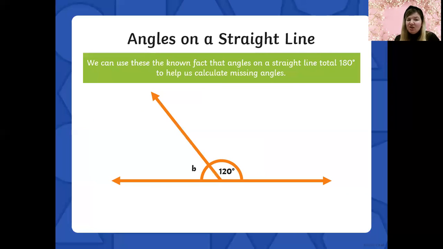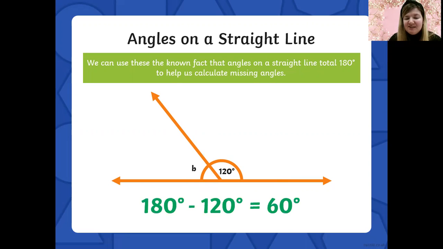So we can use these known facts, that the angles on a straight line will always add up to 180, to help us calculate missing angles. So as I said before, we don't have a protractor to measure this missing angle, but we can use our knowledge that the angles on a straight line will always add up to 180 degrees in total. So if you think about it, we essentially need to do 180 take away this given angle to find this angle.